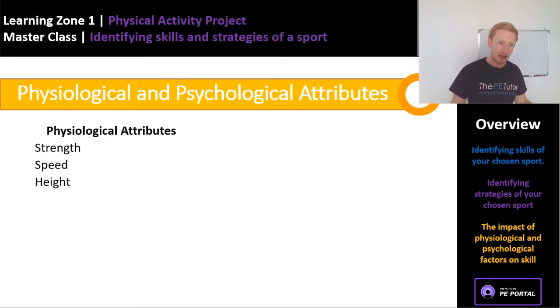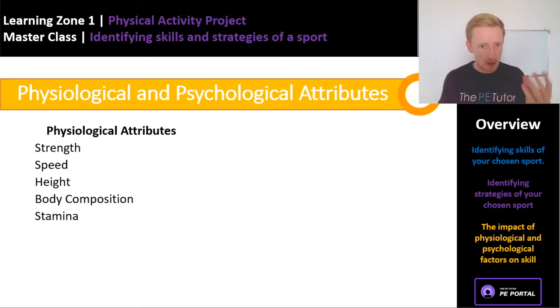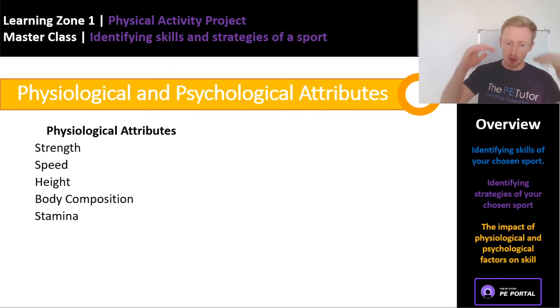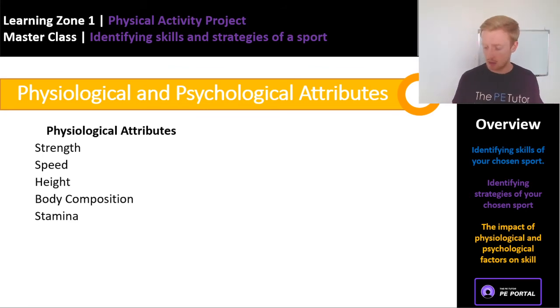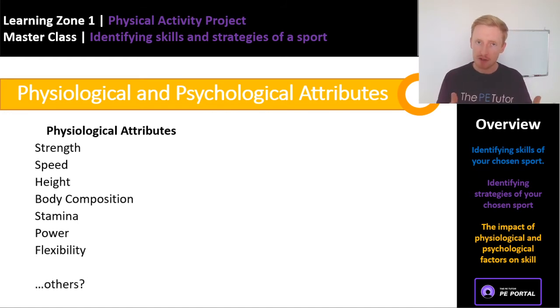Speed, height, that one you can't really change, but it might make a big difference to certain sports. Body composition. Are you lean? Very low fat mass? Have you got more muscle mass? If so, that probably lends itself to certain sporting situations. Your physiological attributes can help you perform at a higher level or a lower level in different situations. Power, flexibility. Think of some others.